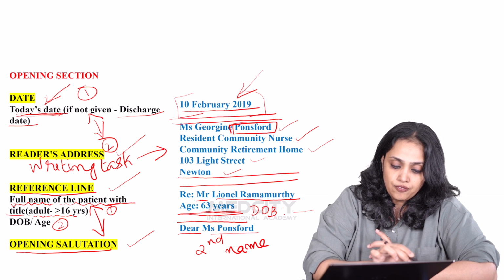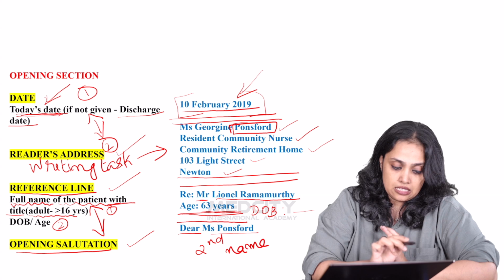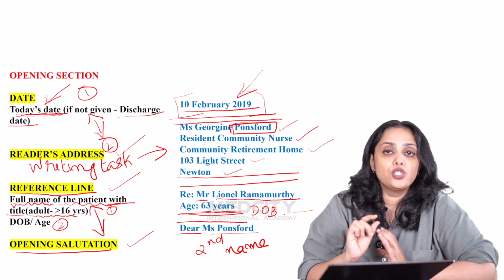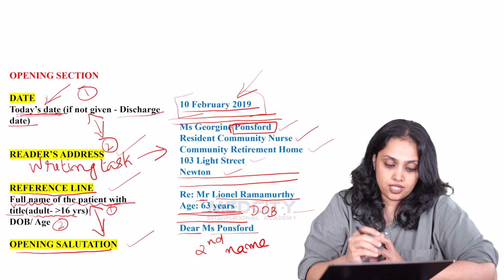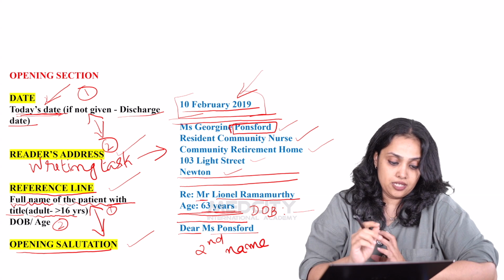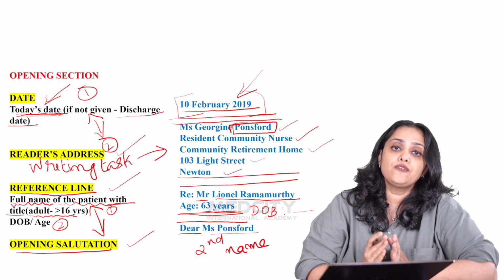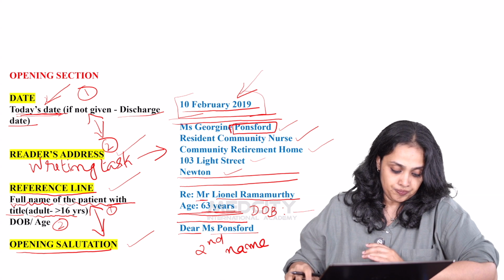Now make sure that after each of these details, that is date, reader's address, RE line and opening salutation, you leave a line after you write each section, each detail in the opening section, and make sure that all your writing is aligned to the left side of the paper.